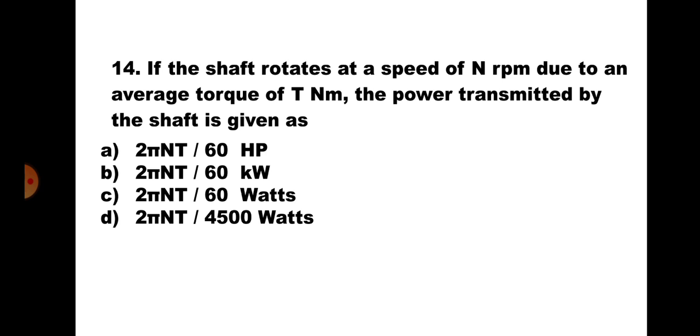Question number 14. If the shaft rotates at a speed of n rpm due to an average torque of T Newton meter, the power transmitted by the shaft is given as A. 2 pi nT upon 16 horsepower, B. 2 pi nT upon 16 kilowatt, C. 2 pi nT upon 60 watt, and D. 2 pi nT upon 4500 watt. Now, if n is in rpm and average torque is in Newton meter, then the power which you get by this formula is in watt, and hence the correct answer is C, 2 pi nT upon 60 watts.